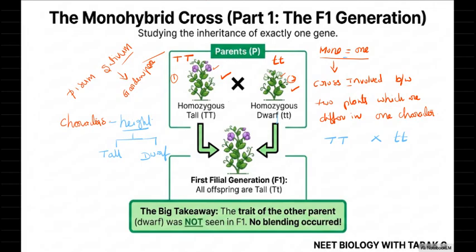When you cross these two plants, in the F1 generation all plants are tall, none were dwarf. F1 means filial generation. All offspring are tall and resemble one of the parents, the tall parent, but not the other parent. The trait of the other parent, dwarf, was not seen in the F1.